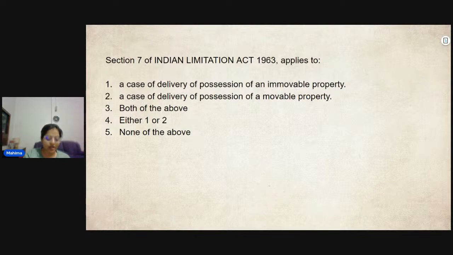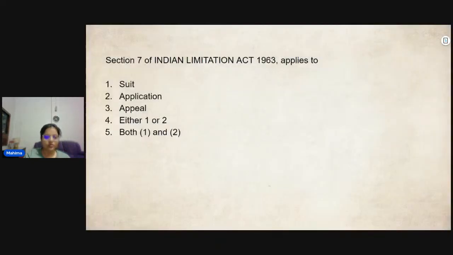Yes, Medha was right before. Now she changed the answers. Changed the answer. Yes, Divya is right. Pritika is right. Only to the immovable property. Section 7 of the Limitation Act applies to only suits, appeal, or application, either one or two, both one and two. Section 7.